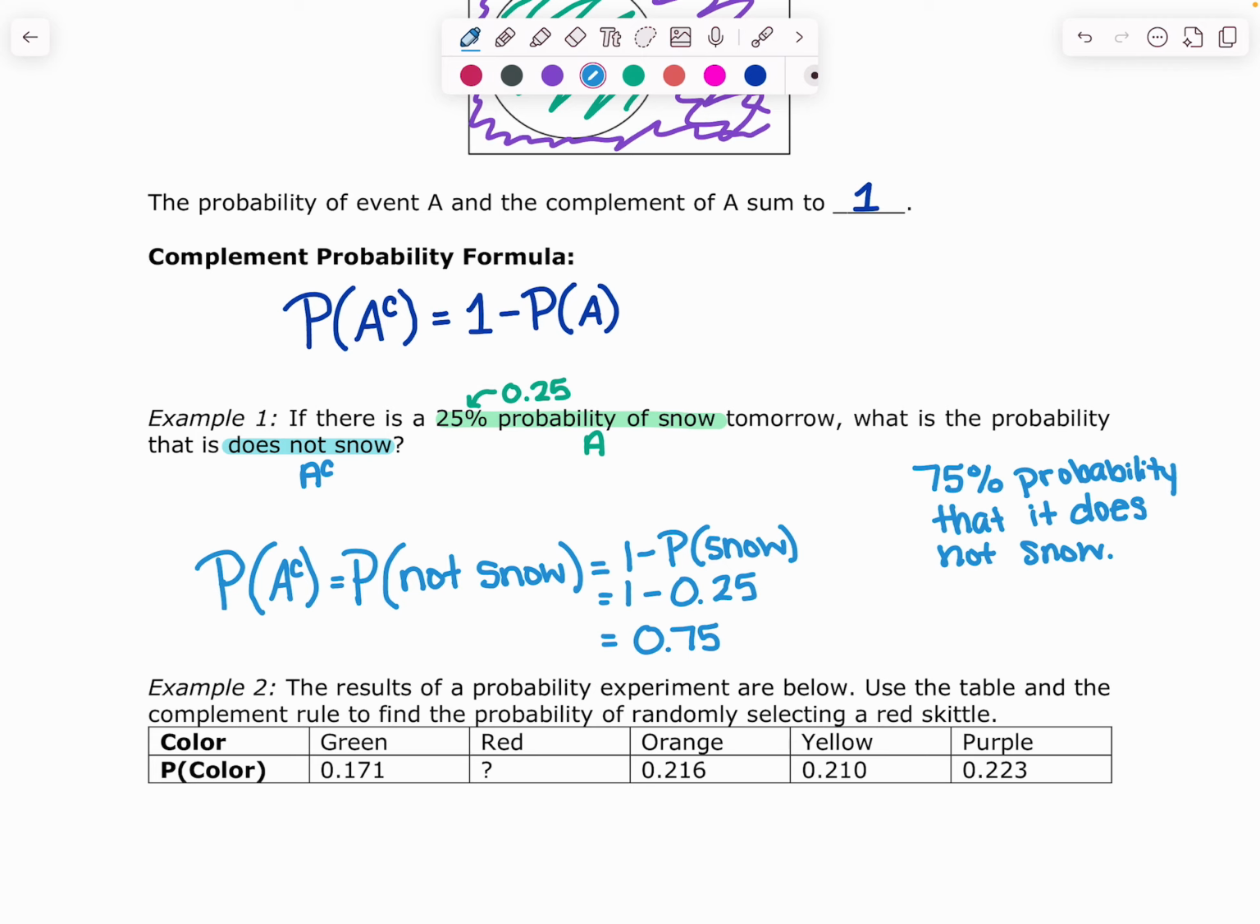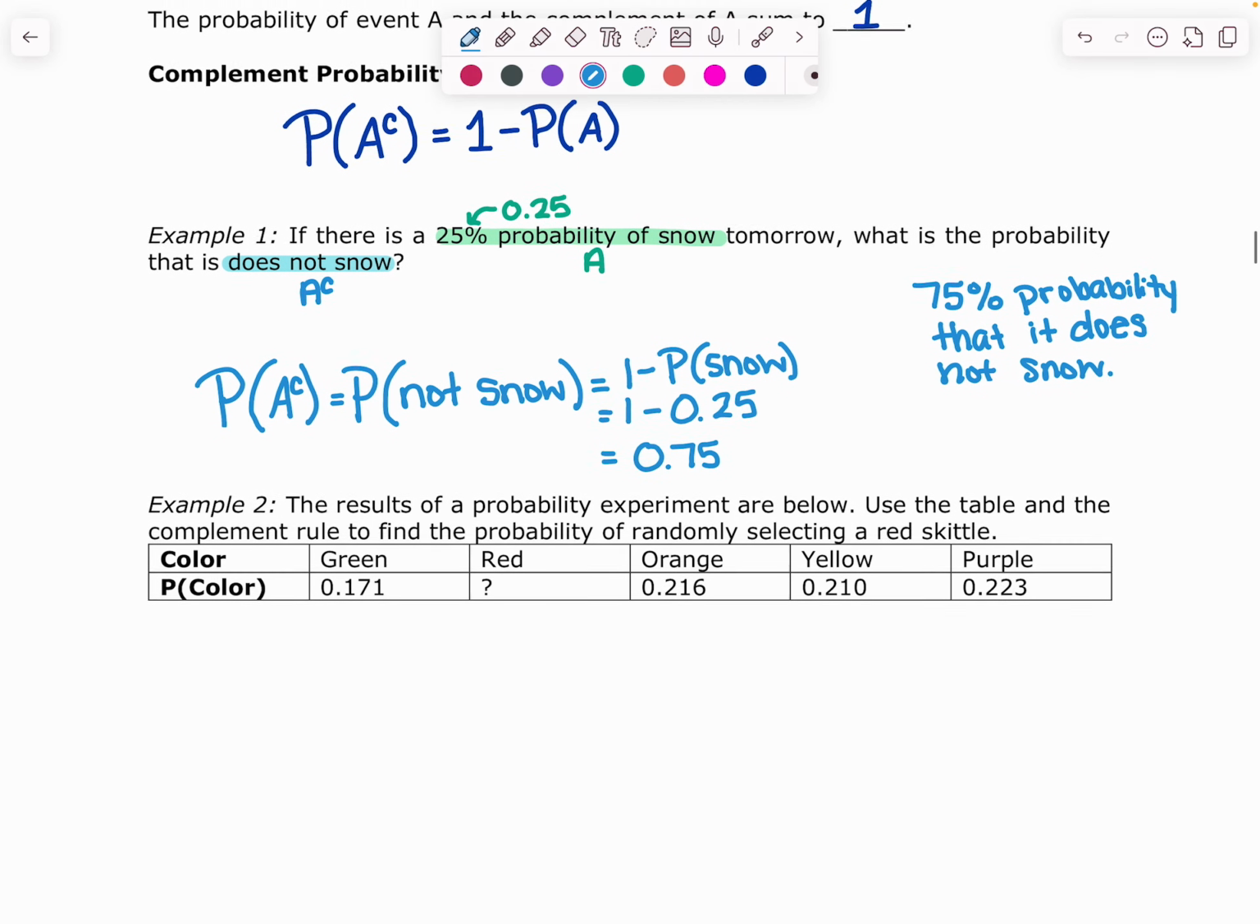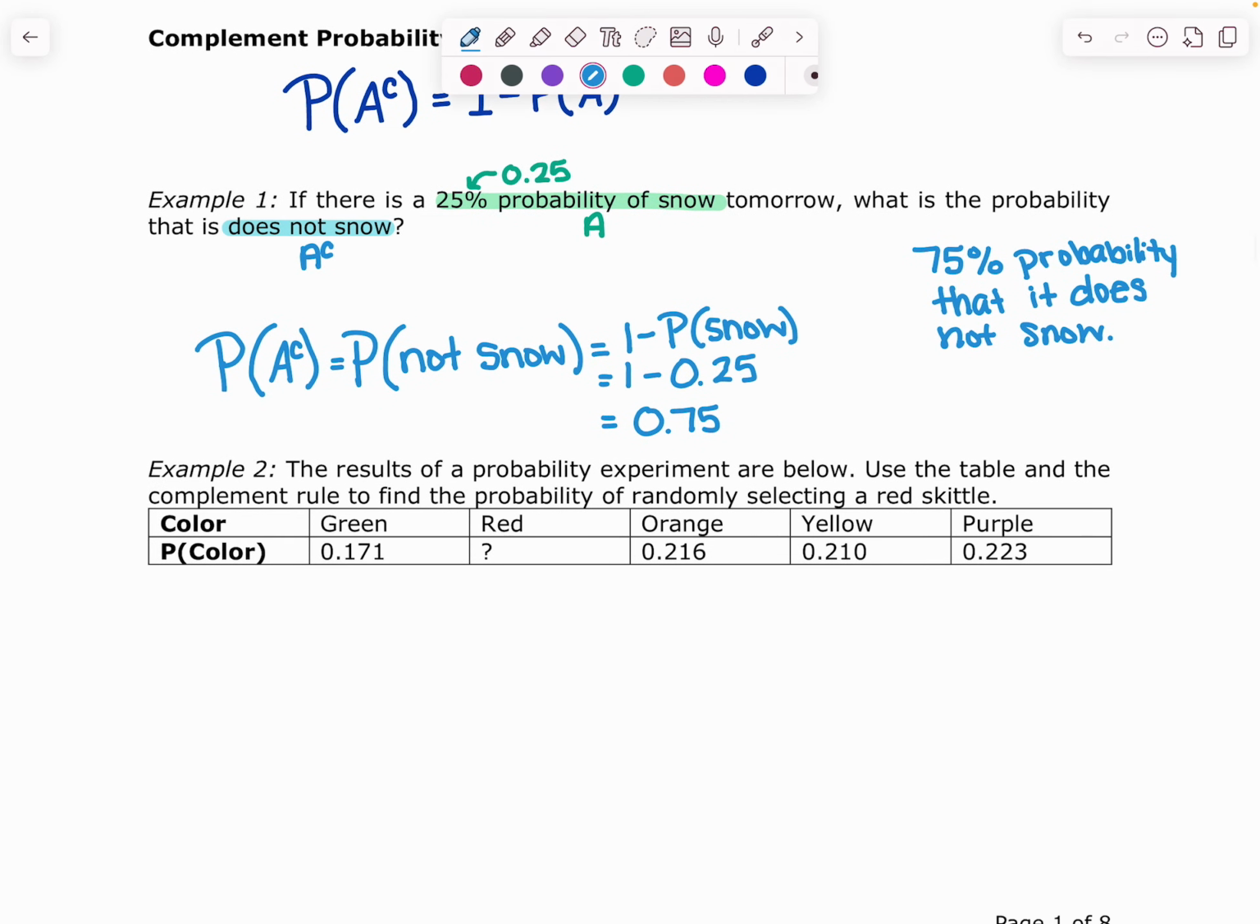So that's one application of how we can use the complement. Taking a look at our second example here, the results of a probability experiment are below. Use the table and the complement rule to find the probability of randomly selecting a red Skittle. So here we can see a table where we have the different colors that come in a pack of regular Skittles and the probability of selecting each of those colors. And as we can see in this table, the probability of getting a red Skittle is unknown. But I do have all the probabilities for the other colors.